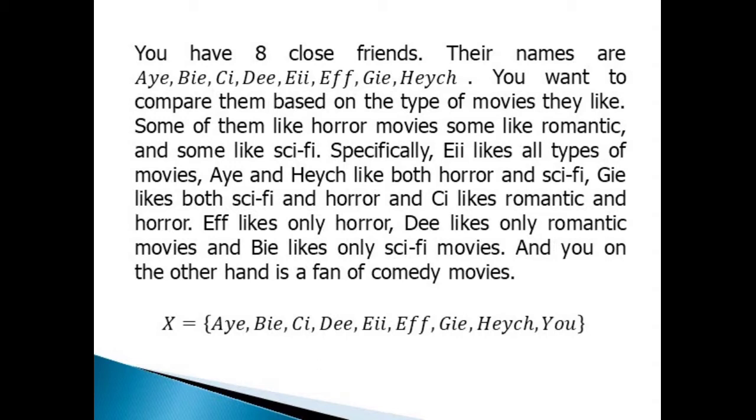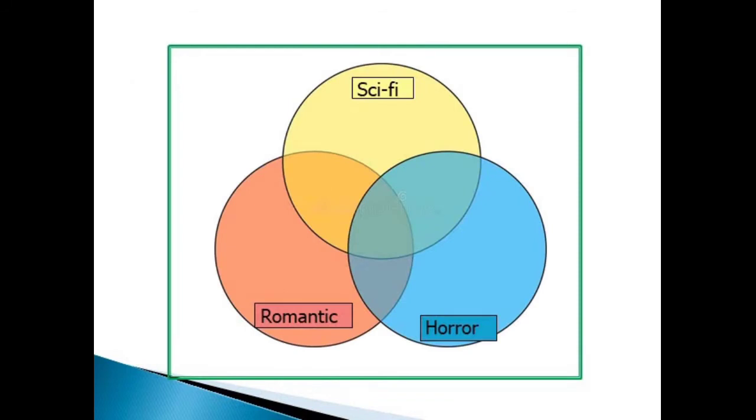So this is how our set would look like. X is equal to A, B, C, D, E, F, G, H, and U. So this is how our Venn diagram would look like. It has 3 overlapping circles. First circle belongs to your friends who like sci-fi movies. Second circle belongs to your friends who like romantic movies. And third circle belongs to your friends who like horror movies.